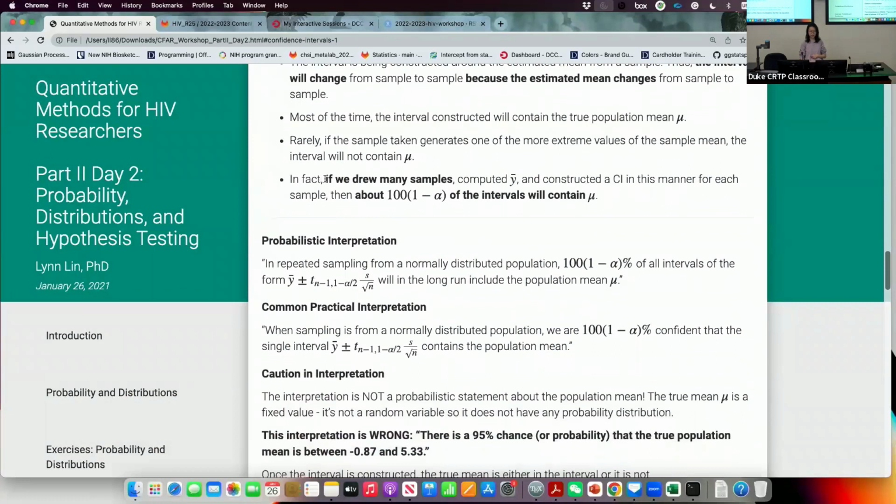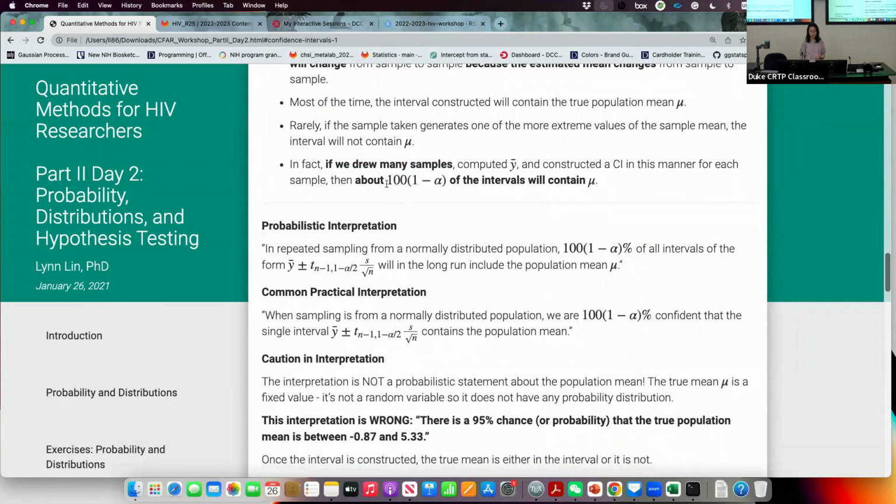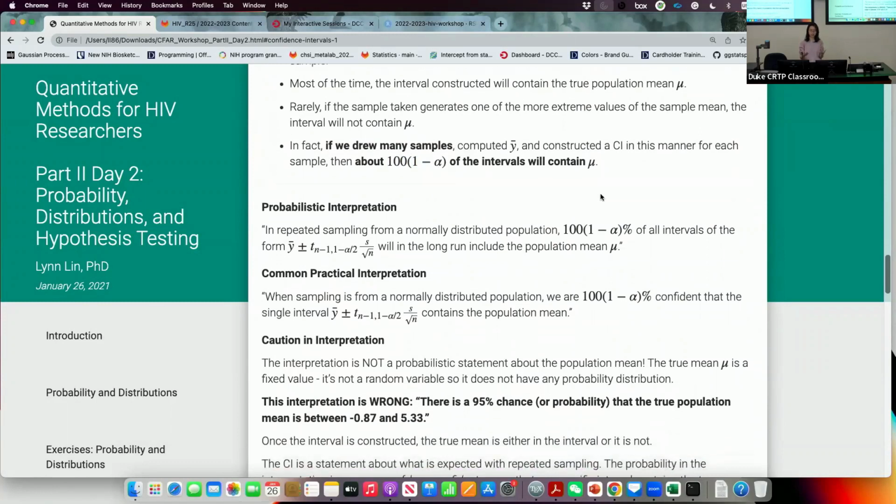So if we draw multiple samples, if we repeat the procedure multiple times, compute a Y bar, compute S, and then compute the confidence interval, then suppose alpha equals 0.1, about 90 of the confidence intervals will contain this population mean. So this is the frequency interpretation of the way that we construct the confidence interval.